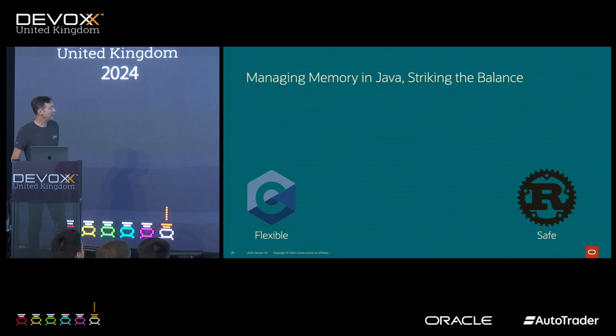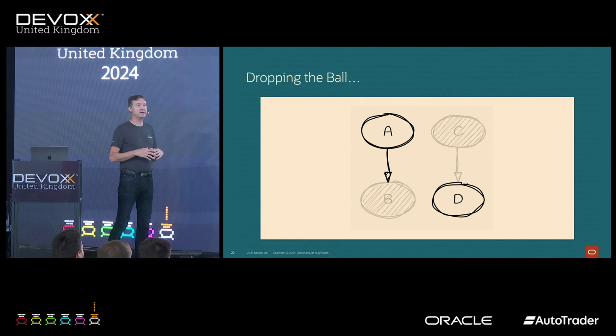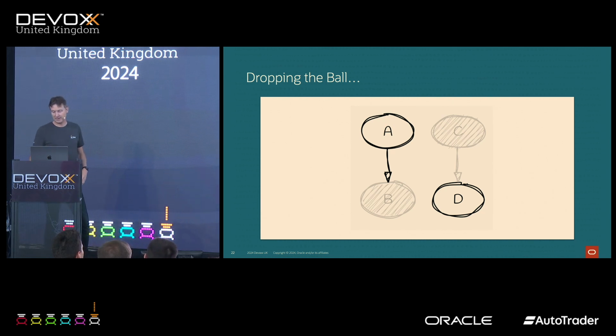So on the left-hand side, we have flexibility. On the right-hand side, we have full safety. So there's a balance to strike here. And here I have two examples of dropping the ball. In example A, I have a pointer to an object B that is being freed. If I follow that link, it's a use-after-free error. In another example, I have freed the C object, which points to D, but D is not freed, so that's a memory leak.